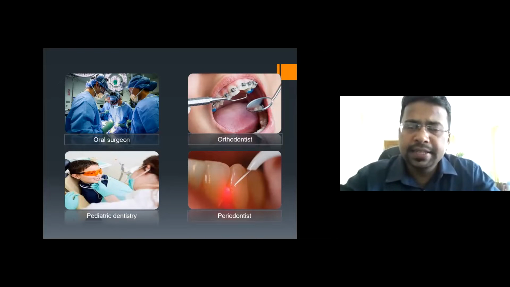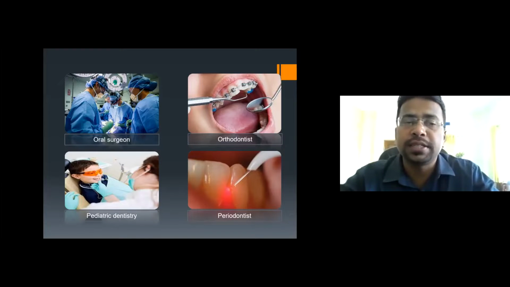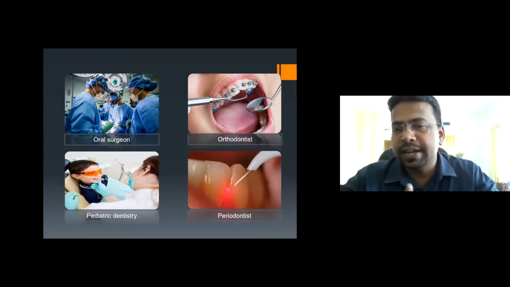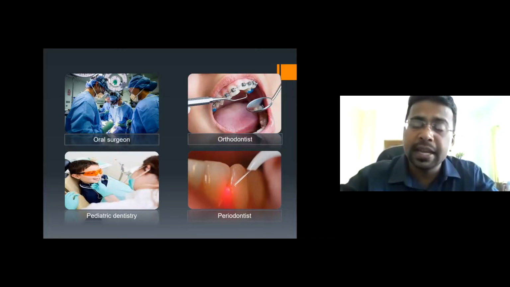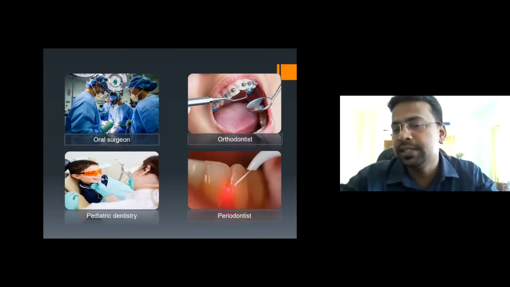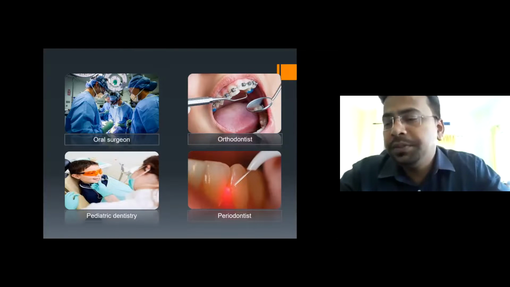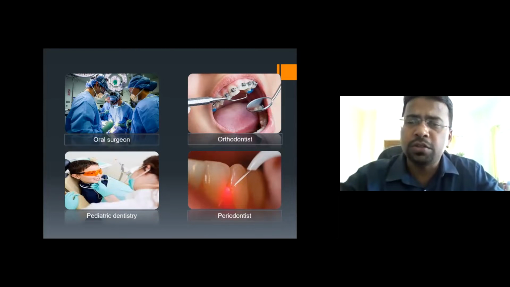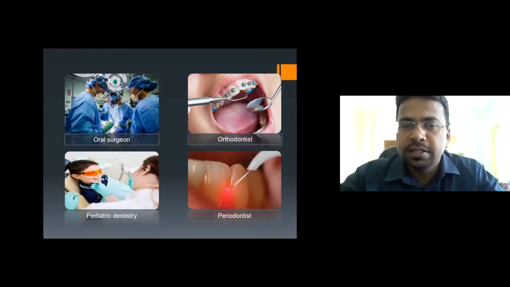In pediatric dentistry, most of the procedures can be performed with hard tissue lasers. Even cavity preparation and all those things can be performed with the help of hard tissue lasers. And you know that whining sound of the aerator can be avoided with the help of lasers. Okay. For a periodontist, most of the procedures are soft tissue procedures, so diode laser is best for a periodontist.